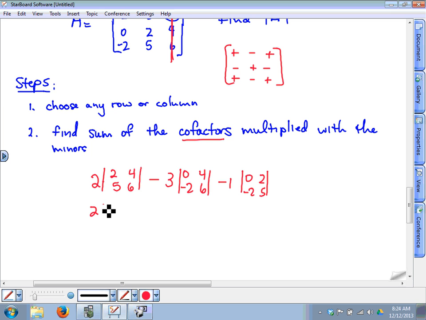So we have 2 times that determinant. What's that determinant? 2 times 6 is 12. 12 minus 20 is negative 8. And then we minus 3 times the determinant of this matrix. It's 0 minus negative 8, which is positive 8. And then we subtract 1 times this determinant, which is 0 minus negative 4, which is 4.